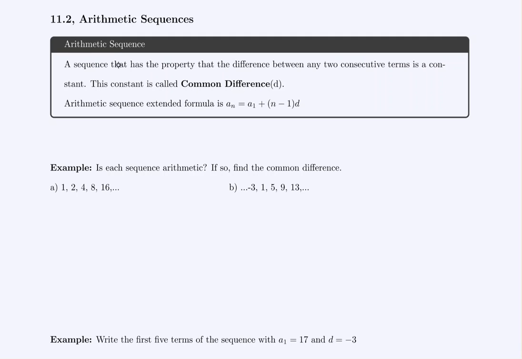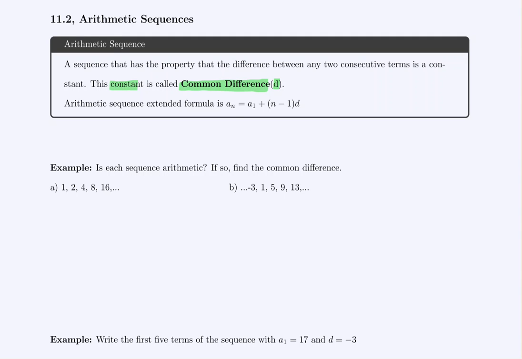An arithmetic sequence is a sequence where the difference between any two consecutive terms is constant. It's the idea that you go from term to term by adding a constant value. And the constant value that we're adding is called the common difference, often expressed as a d. And since this idea is so intuitive, we have a nice formula to represent that.